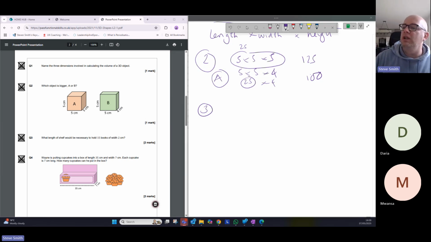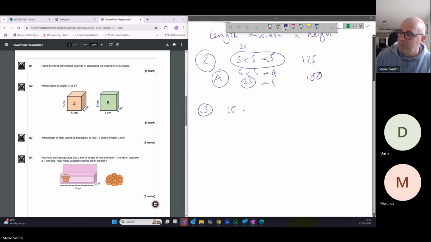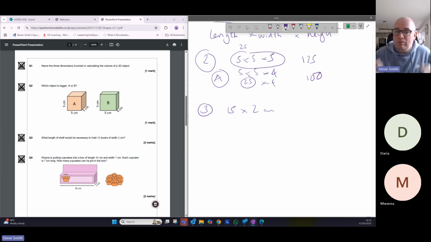But if we look at question three. What length of shelf would be necessary to hold 15 books of 2 centimeters wide? So it's not asking you, again here, to work out the volume, it's shapes. So we've got 15 books times by 2 centimeters wide. If you think about that, let's go 1, 2, 3, 4. I'm not going to draw 15, believe me. So we're going to do 15 times by 2 equals 30.